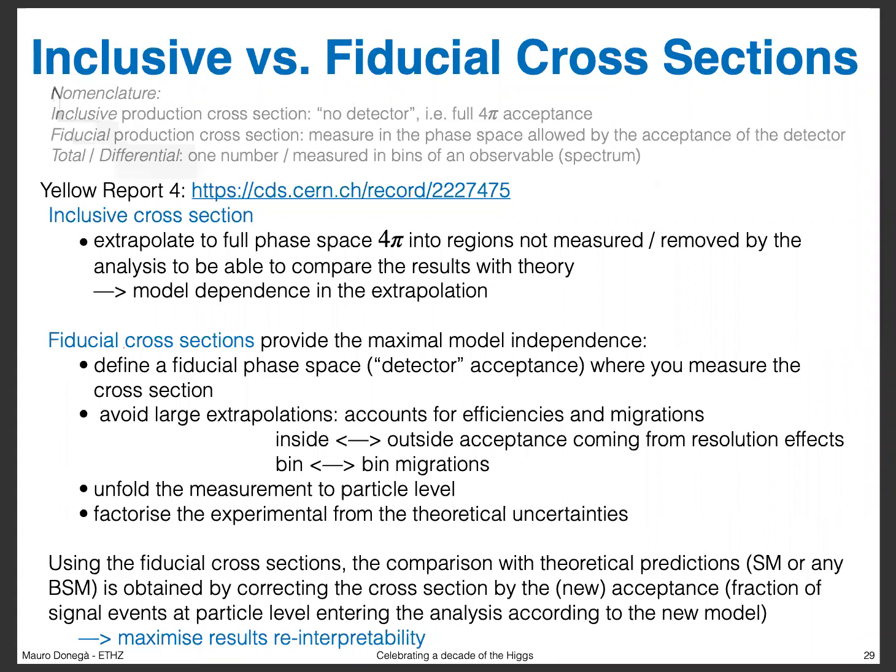Using the fiducial cross-section measurement, you can now compare with the theoretical prediction, which can be BSM, of course, but it can also be a different accuracy modeling of the Standard Model. You can compare the measurements with this prediction by correcting the cross-section by the new acceptance. So in this way, you will see that it becomes very easy, once you have the fiducial, to plug in the new acceptance from your model and then compare with theory. Maximal reusability of the measurements. So these are the two goals: maximal theory independence and reinterpretability of results.